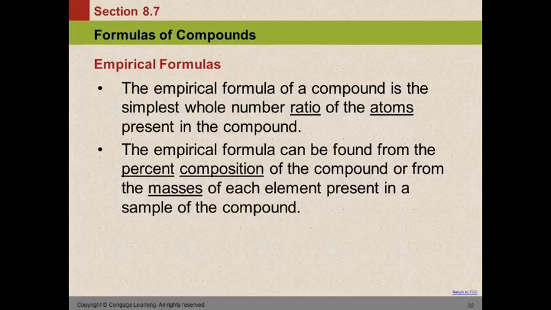So on Friday in lab, we took magnesium and burned it in a crucible, combined it with oxygen, and weighed the product. We weren't able to calculate the empirical formula because we hadn't talked about this yet, so we're going to learn how to do that today. We can calculate an empirical formula from either the percent composition of the compound or from the masses of each element. And in the experiment we did, we have masses of each element.